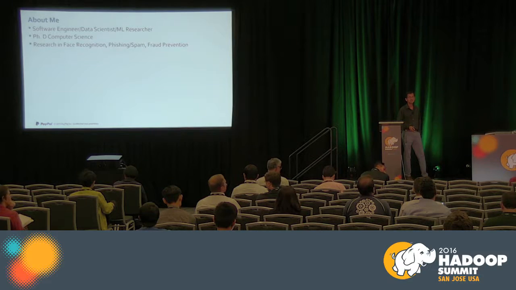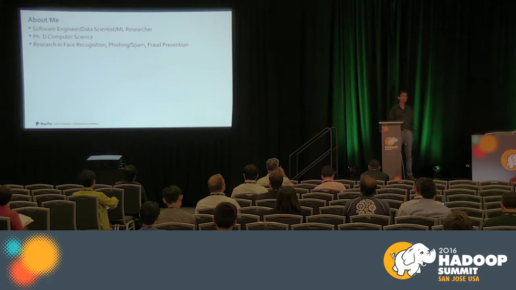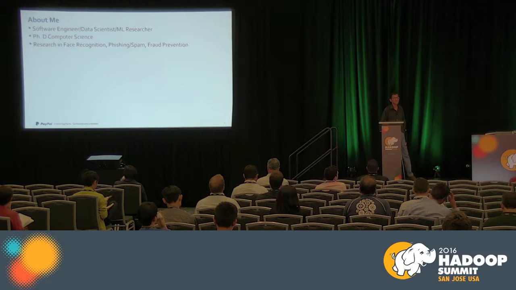Later part of my career, after I got my PhD in computer science, it's mostly on the research side, primarily as a machine learning researcher. I have done research in various areas of machine learning, primarily on face recognition. I've done some research on phishing and email spam detection. And last 4 years, I've been at PayPal on fraud prevention.